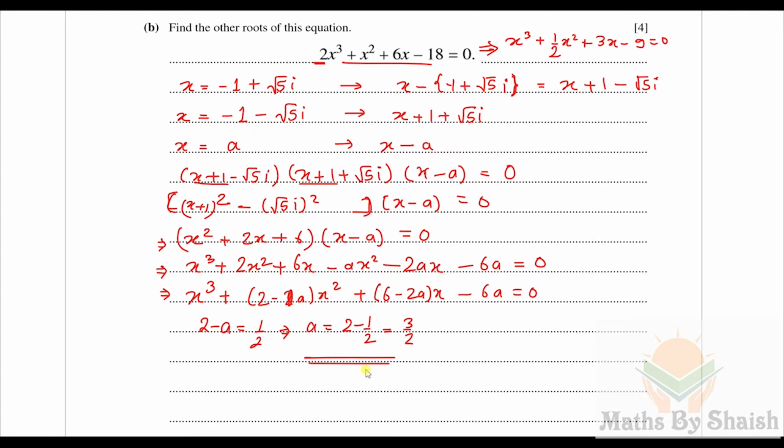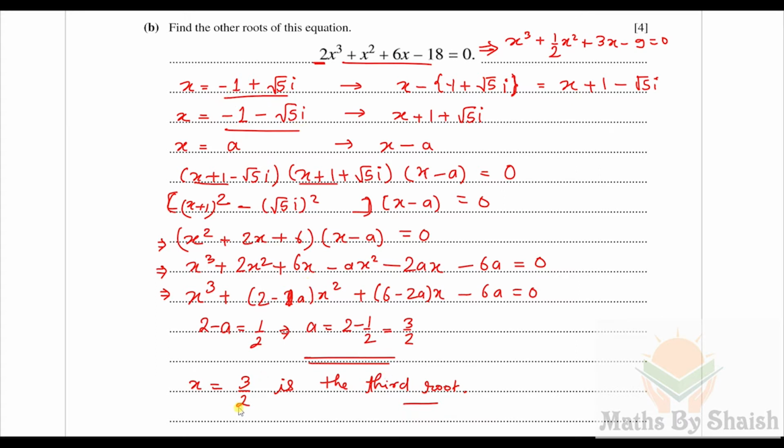So finally the next root is going to be x is equal to 3 by 2, the third root. So second root is minus 1 minus root 5 iota, first root is already given, and third root is 3 by 2.